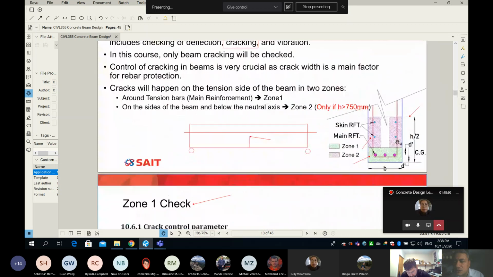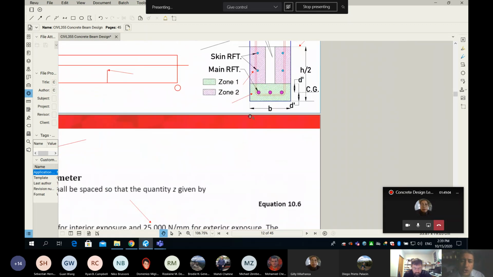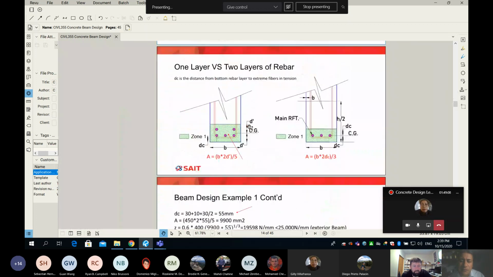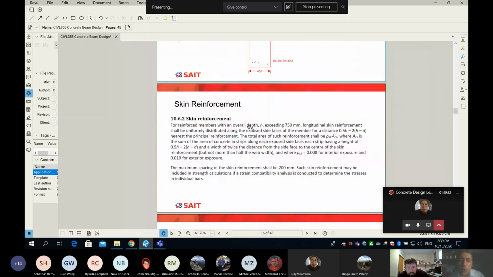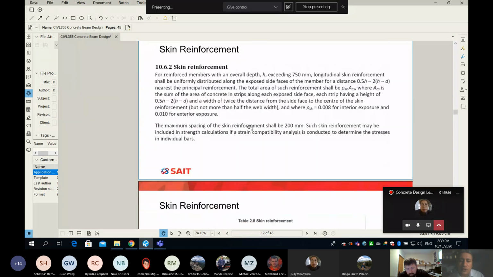Let's go back to here. You guys remember my first few classes, I talked about the beam section and I said those in magenta are called main reinforcement, and those in cyan are called skin reinforcement. So in zone number 2, we're not finding any number. In zone number 2, since my beam exceeds 750, we have to provide skin reinforcement.